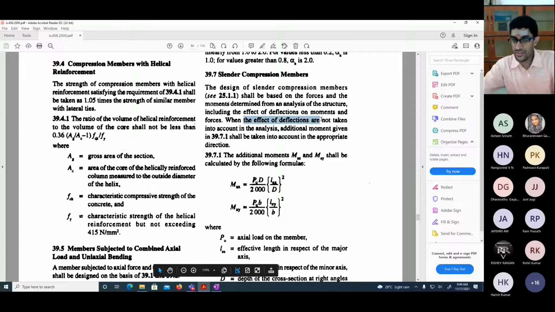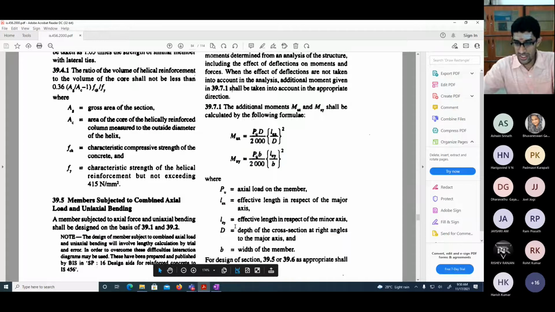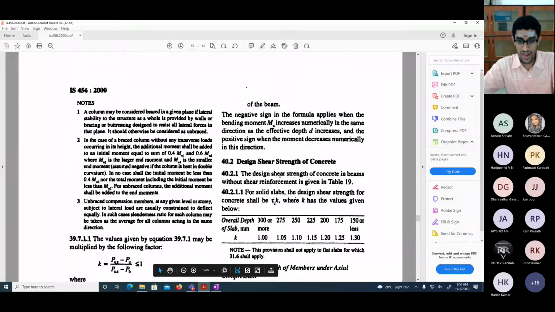It says when the effect of deflections are not taken into account, additional moment given by 39.7.1 shall be taken into account in the appropriate directions. Meaning that even if it is a purely axially loaded compression member, even in that case, you have to calculate 2 moments given by this formula, and you have to check the column for these moments. So it becomes like a biaxial bending problem, which you have to do a check for. These are the points which you need to remember.